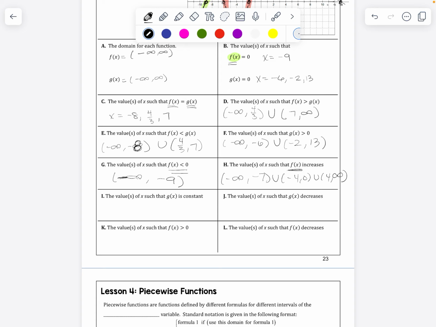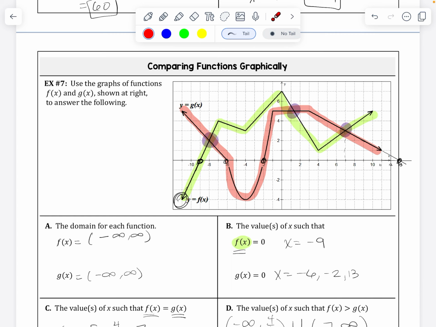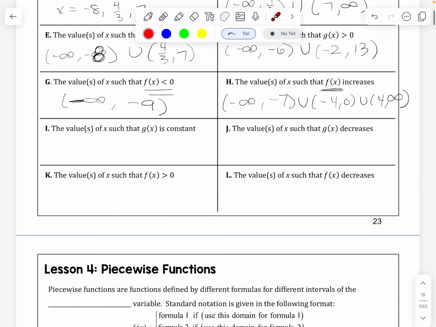Okay, what about the values of x such that g is constant? You're looking at that red function, and we're looking to see where it is constant, meaning completely horizontal. The only place I see that is right here, and that happens when x is -1 and when x is 3. And remember, on intervals of increasing, decreasing, things like that, it's always parentheses, never brackets.